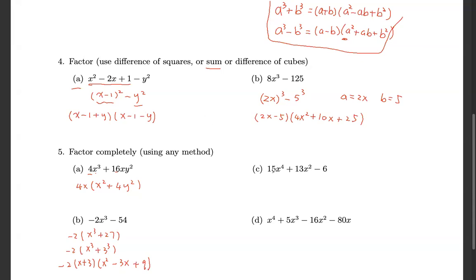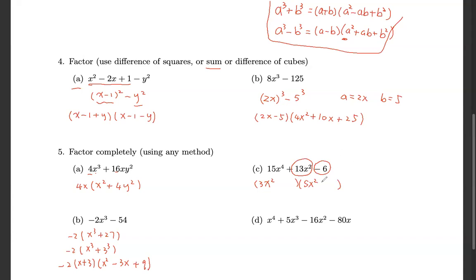I think about the factors of 15x raised to 4, right? So that can be 3x squared and 5x squared. Then for -6, I think about the factors of -6, somehow to put over here one plus, one minus, to come up with the middle term of 13x squared.